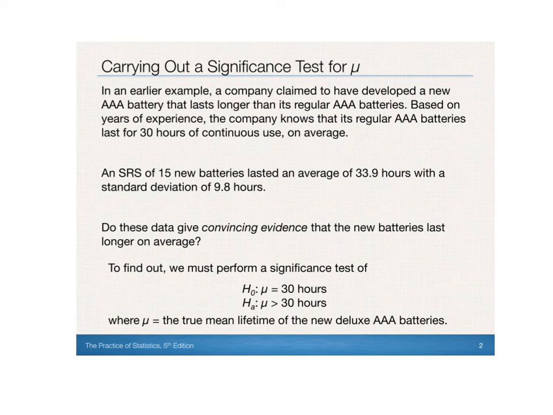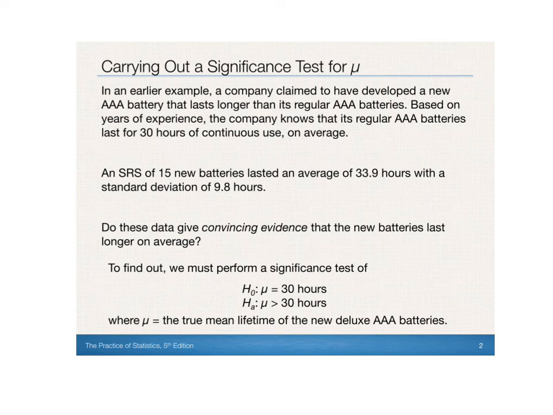In an earlier example, a company claimed to have developed a new AAA battery that lasts longer than its regular AAA batteries. Based on years of experience, the company knows that a regular AAA battery lasts for 30 hours of continuous use on average. A simple random sample of 15 new batteries lasted an average of 33.9 hours with a standard deviation of 8.9 hours. Do these data give convincing evidence that the new batteries last longer on average?